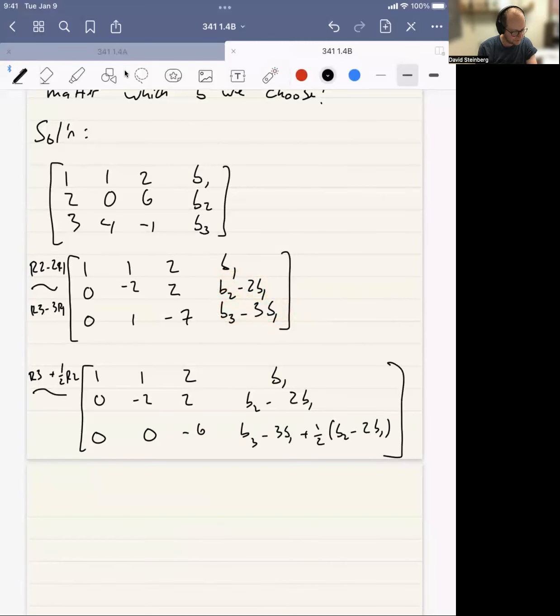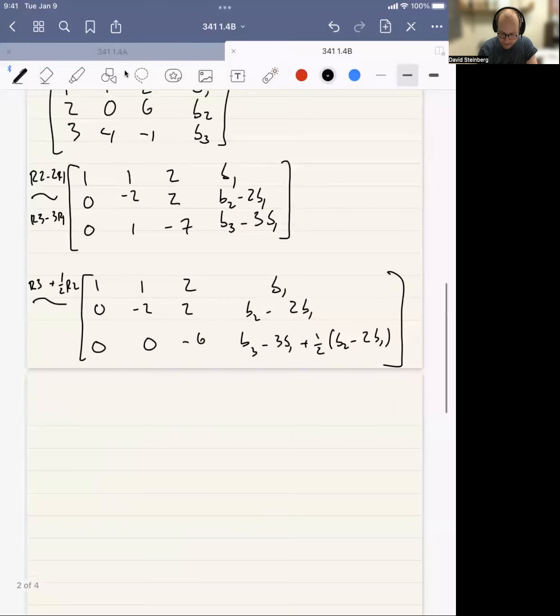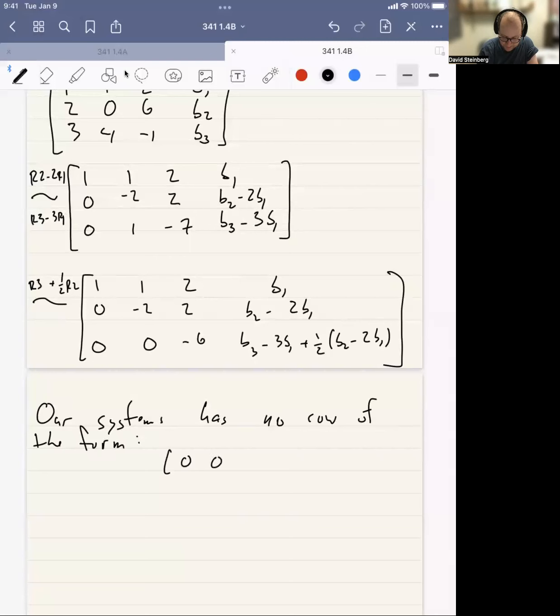I think that's as far as we need to get. We've got 3 pivots. The important thing to notice is that our system has no row of the form all zeros and then something non-zero in the last column.